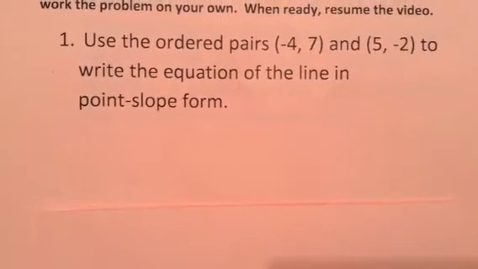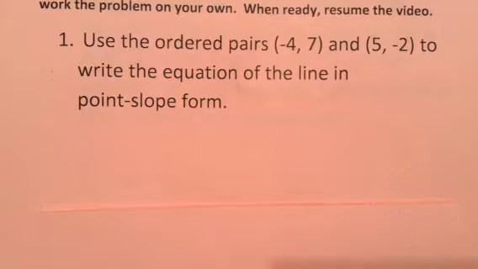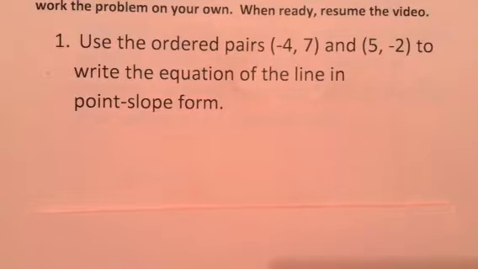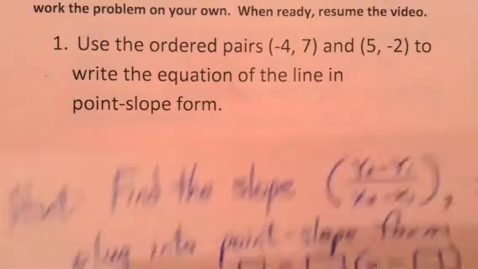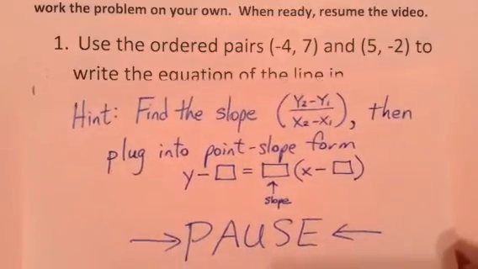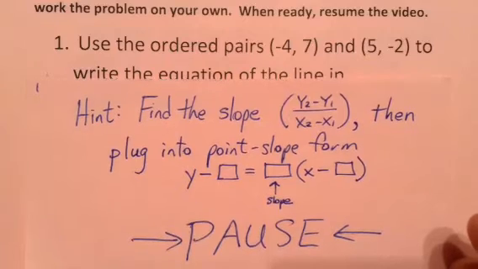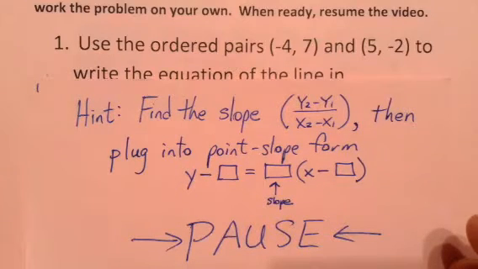Use the ordered pairs -4, 7 and 5, -2 to write the equation of the line in point-slope form. Here's a hint. Please press pause and try the problem.